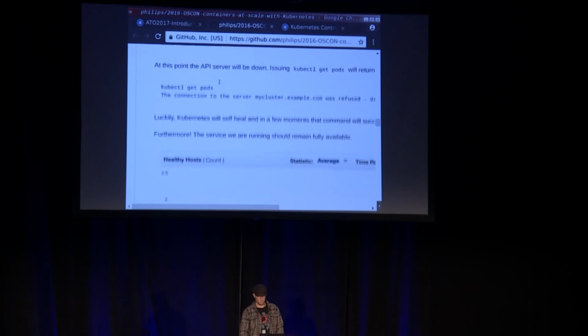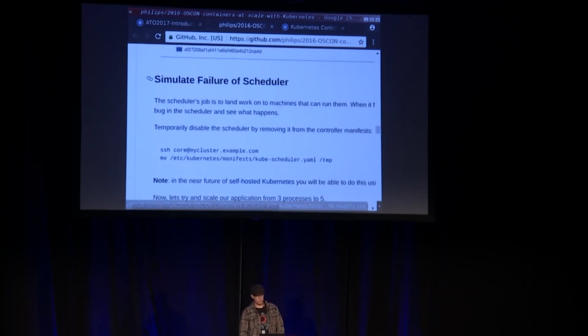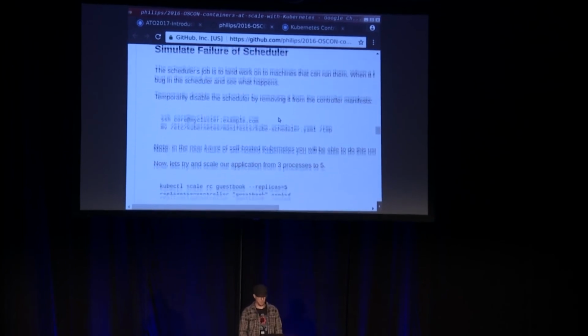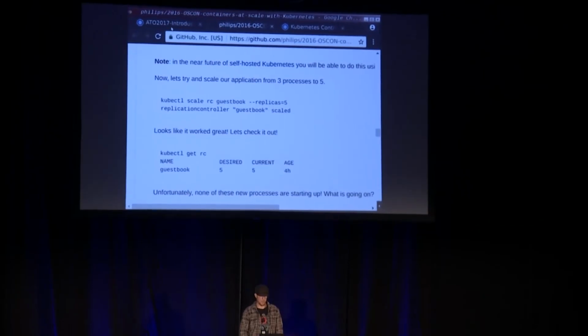They have uptime graphs. Simulate a failure of the API scheduler. This one I can actually do from the command line, and we have some slides on how to do it. I'll get back to the slides and we can see how that one would shape up.